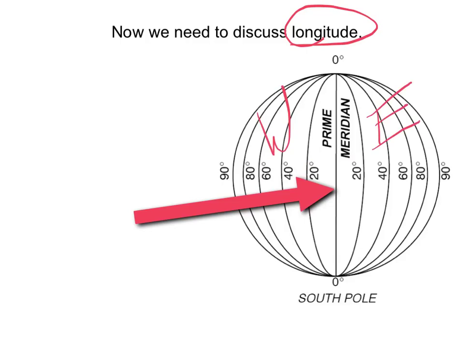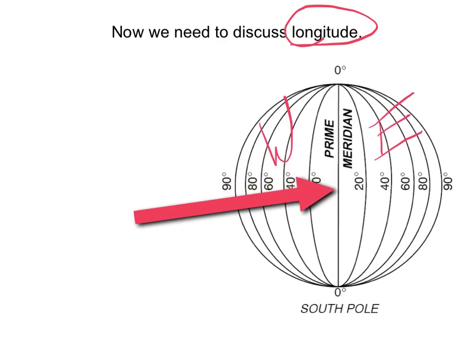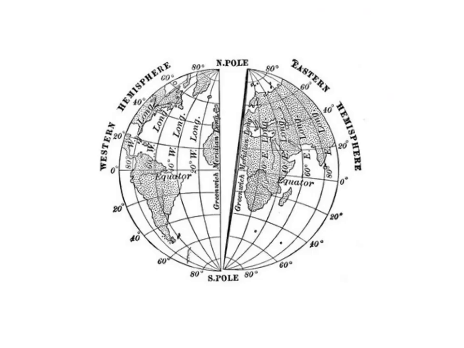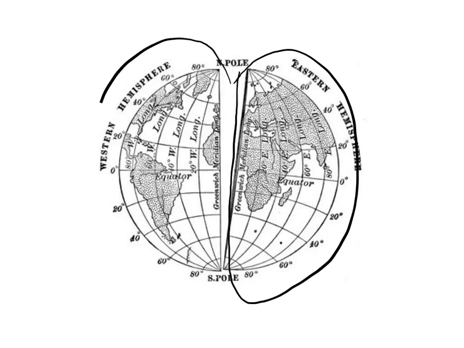And of course, this line right down through there is going to be the most important one, the prime meridian. If we use the prime meridian, we create two hemispheres. So we're going to get an eastern hemisphere here, and we're going to get a western hemisphere over here.